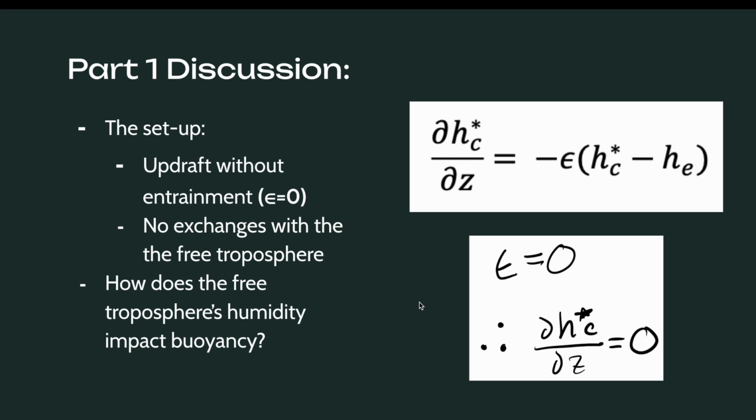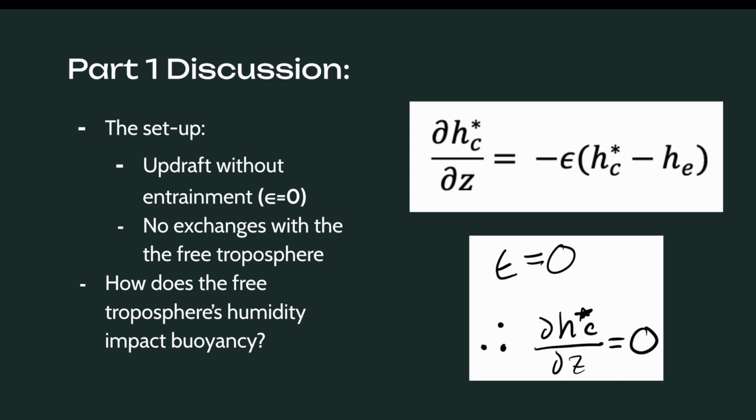Yep, so looking at the first AP question, the first part begins with the setup of an updraft without entrainment, where entrainment equals 0, and there are no exchanges occurring with the free troposphere. And the question was, how does the free troposphere's humidity impact the buoyancy?